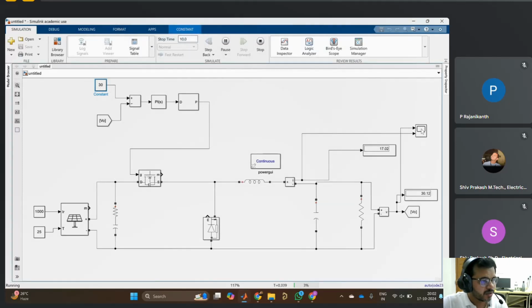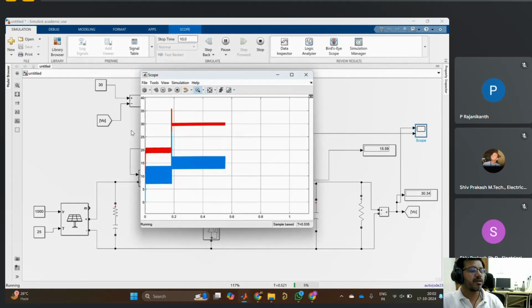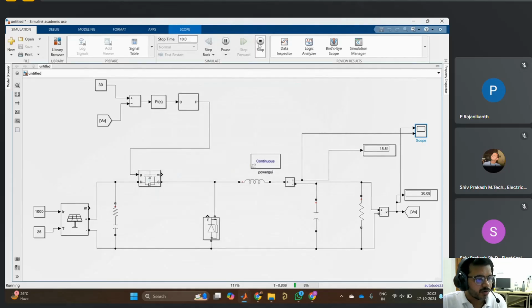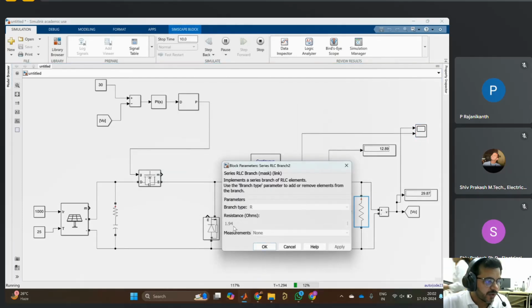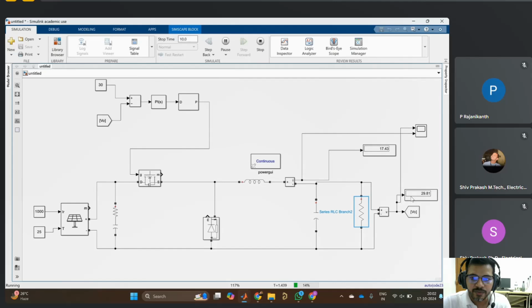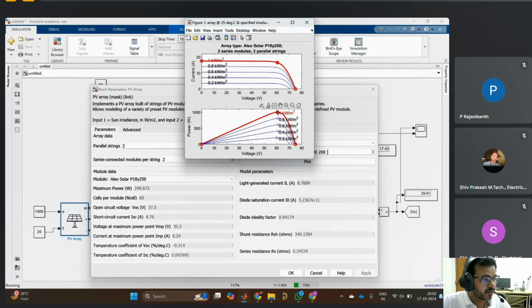Now, if you give 30 volt, there is 30 volt, but it is not operated at the maximum power point. If you calculate this one, this will be 30 volt, and the resistance will be 1.94. It means it will operate at approximately 500 watt. But your maximum power at 1000 irradiation is 1000 watt, approximately 998 watt.